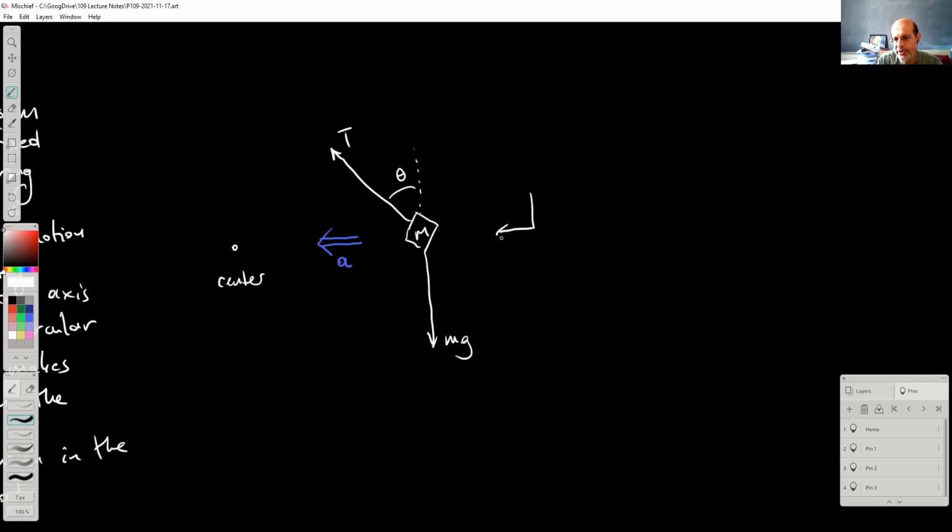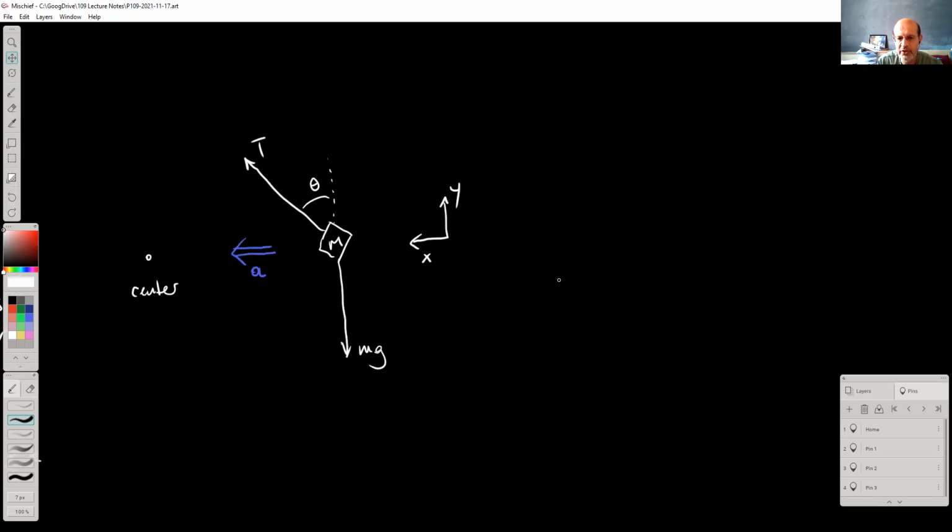I'm going to choose the x-axis to be pointing leftward, y-axis pointing in the upward direction. And so I write down F equals ma along the x direction and along the y direction. Along the x direction, we have T sine theta is equal to mass times acceleration. Along the y direction, we have T cosine theta minus mg, and that's equal to 0.